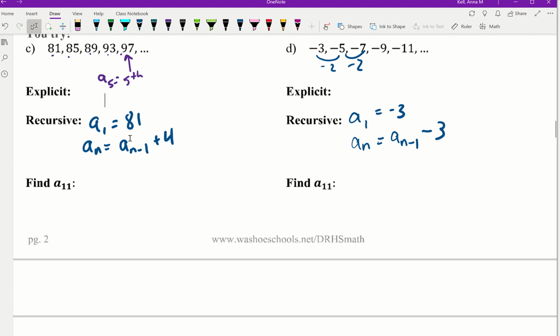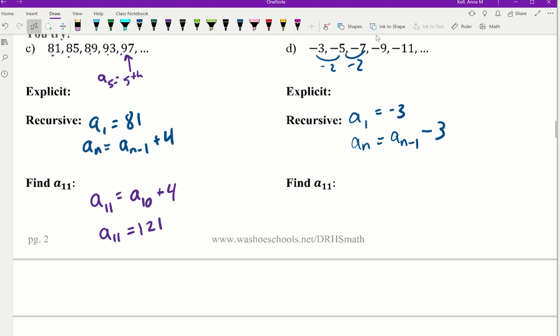So I'm going to say 97, and I'm just going to add 4 times 6. Okay, so this is going to give me that a sub 11. It would be a10 plus 4, and in this case, a11 is 121.